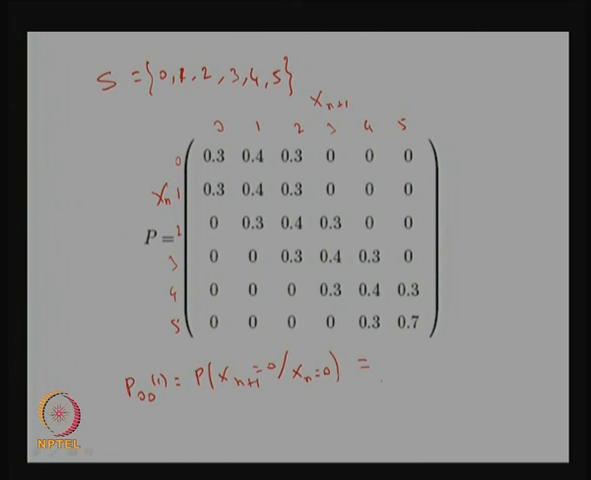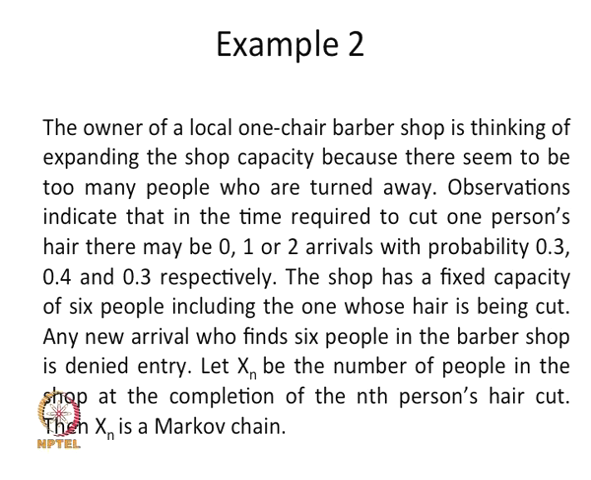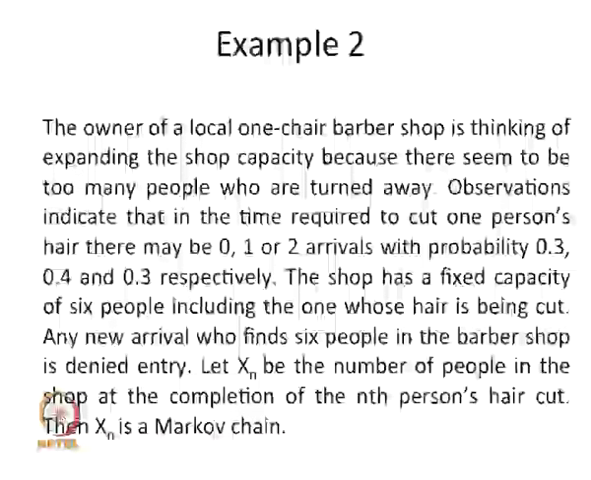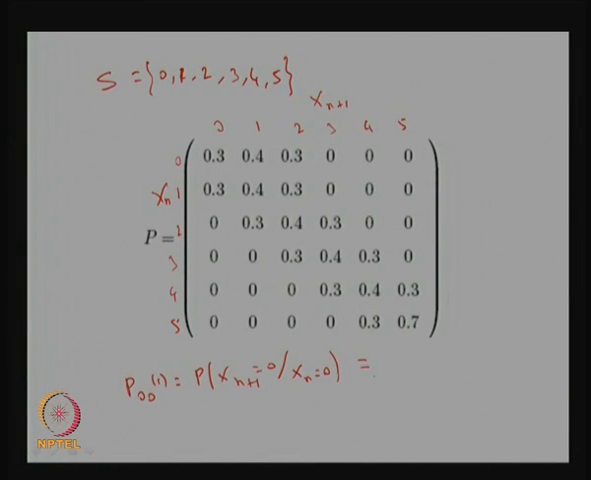No one enters the system during the n plus 1th person's haircut. The information provided indicates that during the time required to cut one person's hair, there may be 0, 1 or 2 arrivals, each with probability 0.3 for none. So, no arrival takes place during one person's haircut with probability 0.3. Therefore, this transition is possible with probability 0.3.